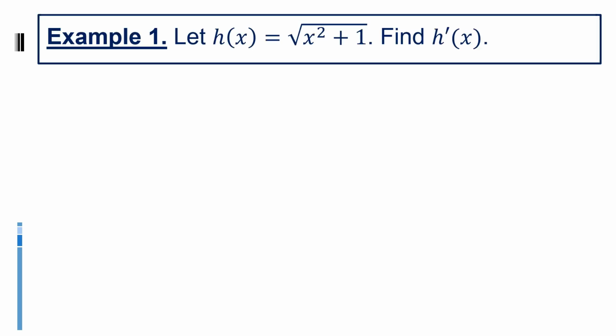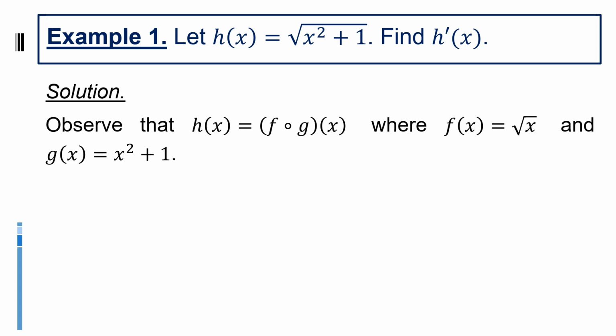So let's take this example. Let h of x be equal to the square root of x squared plus 1. Let's find the derivative of h. So for our solution, observe that yung h of x natin is actually a composition of function. Yung f of x natin ay square root of x. Tapos yung g of x natin is x squared plus 1. So parang ito, pinasok natin doon sa f of x natin.